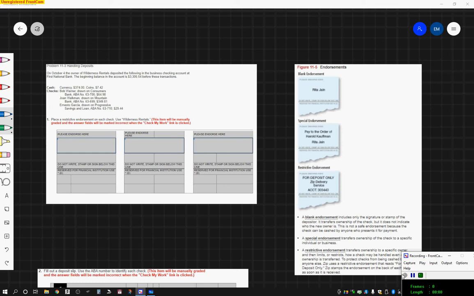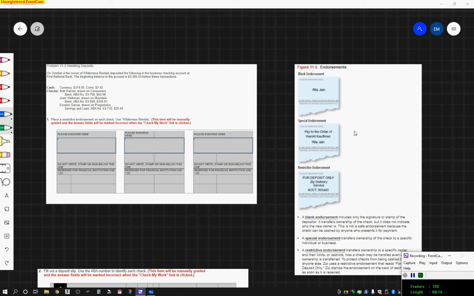Welcome to 11-3 Explained, Handling Deposits. This is where you're going to be using your different types of deposits. That's a blank endorsement, a special endorsement, and a restrictive endorsement. Let's read the question and get right to it.